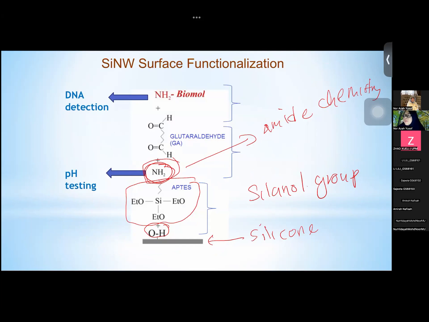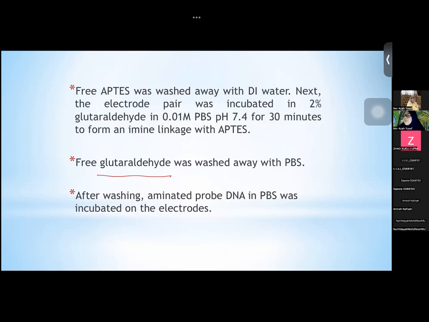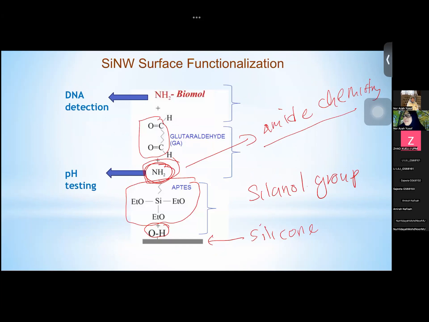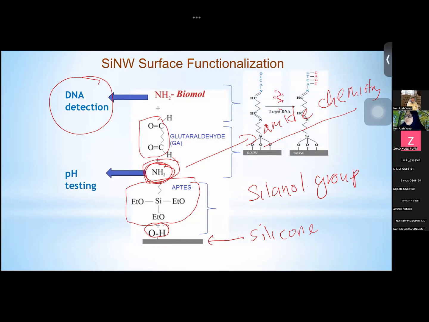Okay, but in order for you to have amide chemistry, you need to react with carboxyl. Okay, so that's why you put glutaraldehyde, aldehyde. These are basic chemistry. You use aldehyde here. So in the end, you have the amide chemistry. And after you have the amide chemistry, then you start attaching the bioreceptor on top of the surface. Okay. Let's look at it. So first you get amine, and the second you get the aldehyde group, and then you can get the attachment of the bioreceptor.